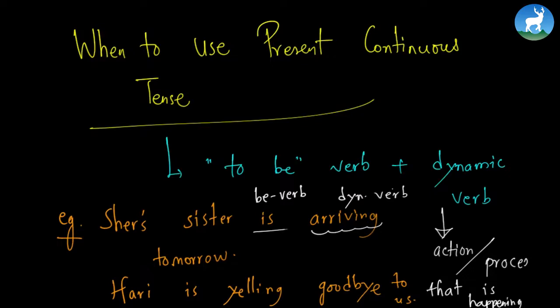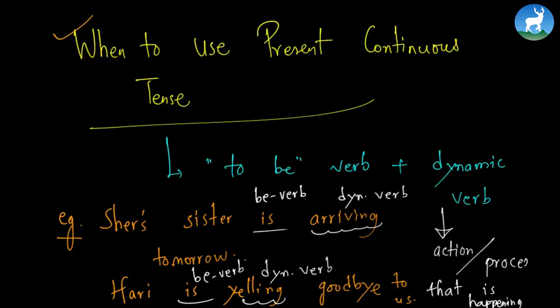So what's the main idea, or let's say the main function of the sentence? Its function is to tell us that somebody is arriving tomorrow. So the whole weight of the sentence goes onto a single word. So if I write another example, Hari is yelling goodbye to us. So here's a be verb followed by a dynamic verb. That's another example. Somebody is yelling something to us. And the whole weight of the sentence goes to the single word yelling. Somebody's yelling, right? And the yelling shows the action there. So this is when we use the present continuous tense.